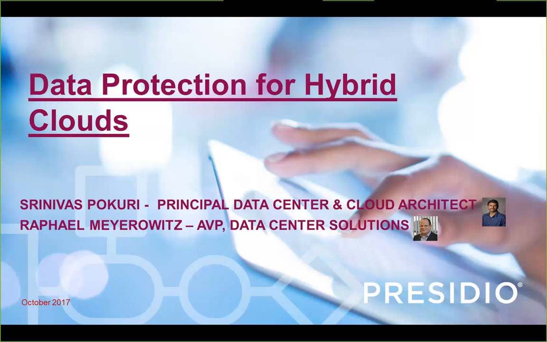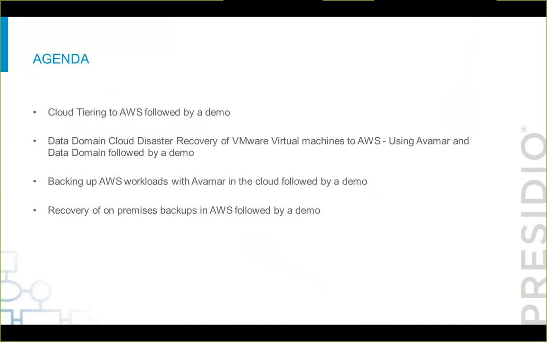With me today is Srinivas Pukuri. We are going to go through data protection for hybrid clouds. We're going to talk a little bit about cloud tiering to AWS. We'll follow that up by a demo. We'll then talk about Data Domain cloud disaster recovery of VMware virtual machines to AWS, and follow that up by a demo, backing up native AWS workloads with Avamar in the cloud, and we'll follow that up by a demo. Then we'll move on to recovery of on-premises backups in AWS, followed by a demo.